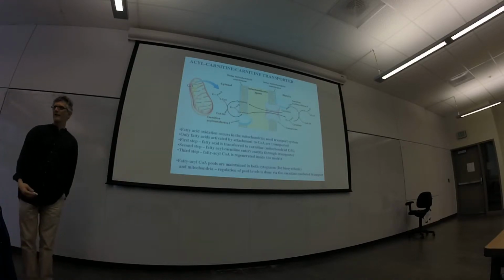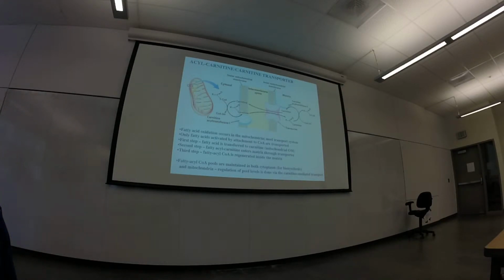So fatty acyl CoA is the compound that goes into the burning of fatty acids, but we have to trans-esterify it, move it through the membrane, and take it back to CoA inside the mitochondria. Okay.